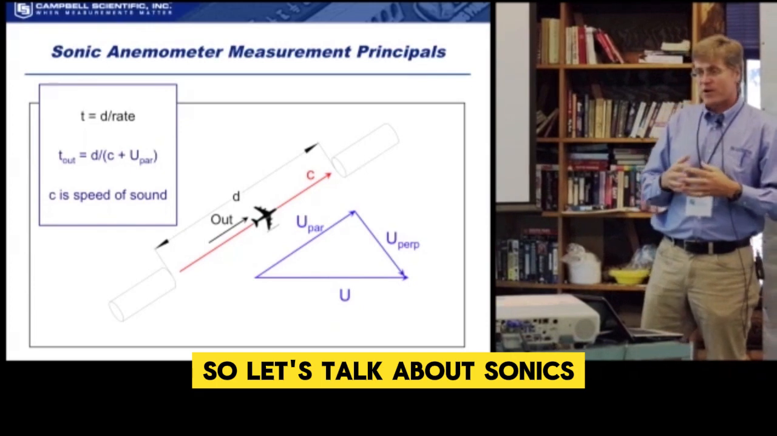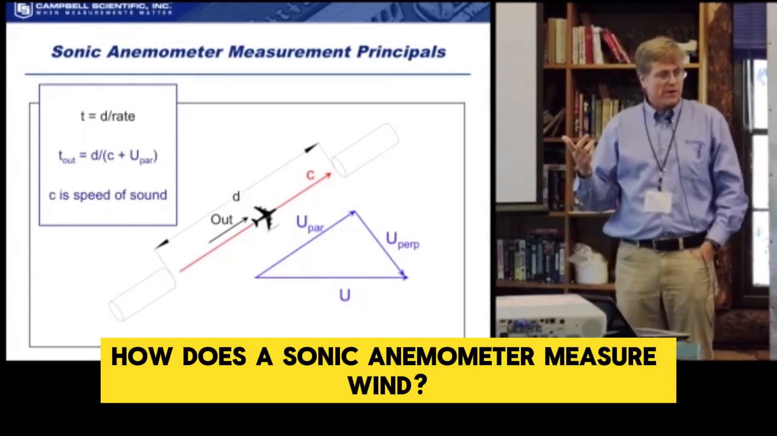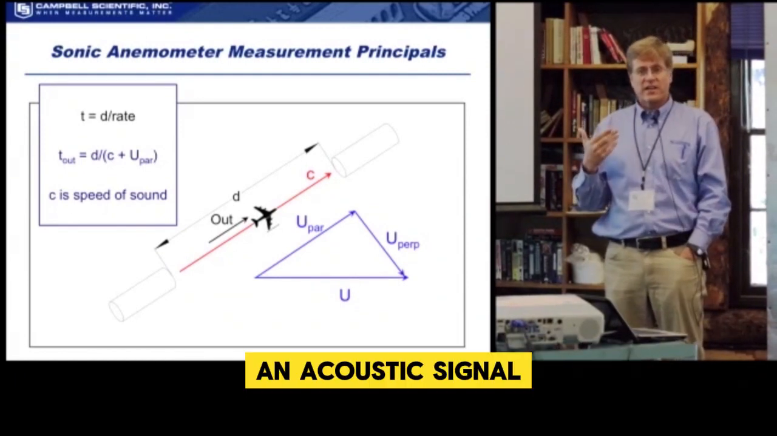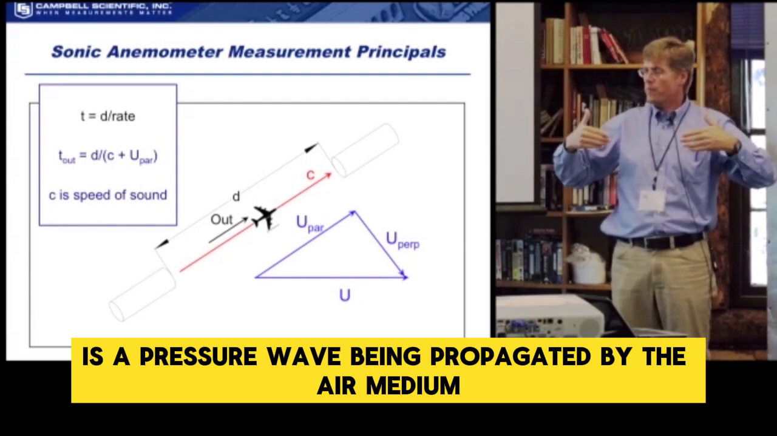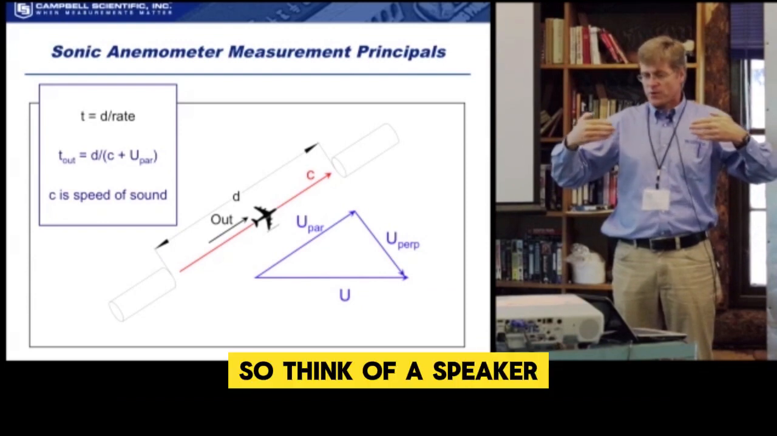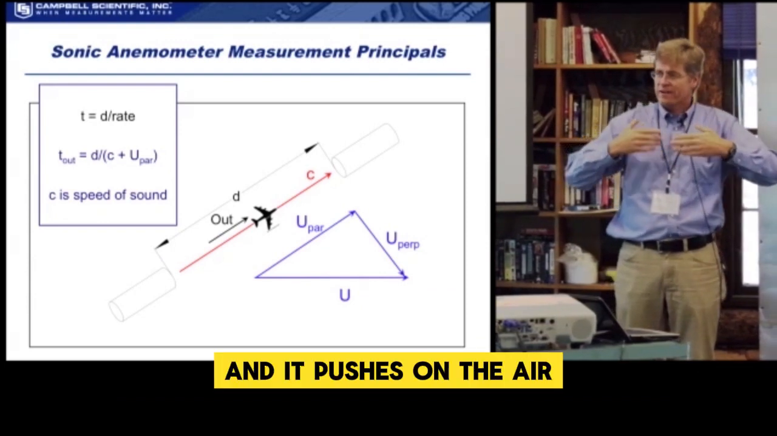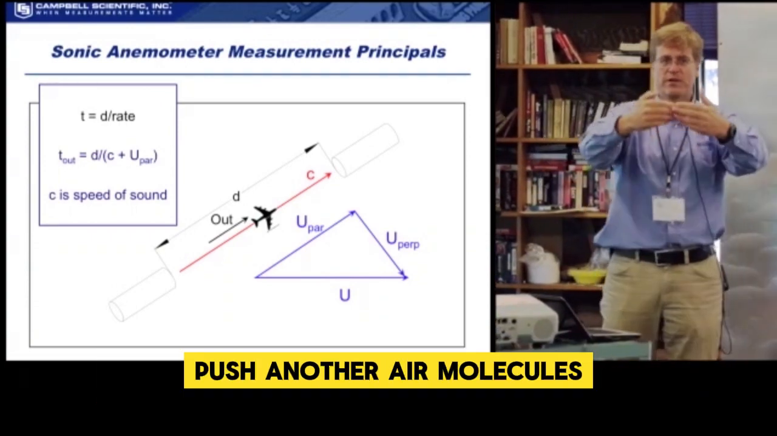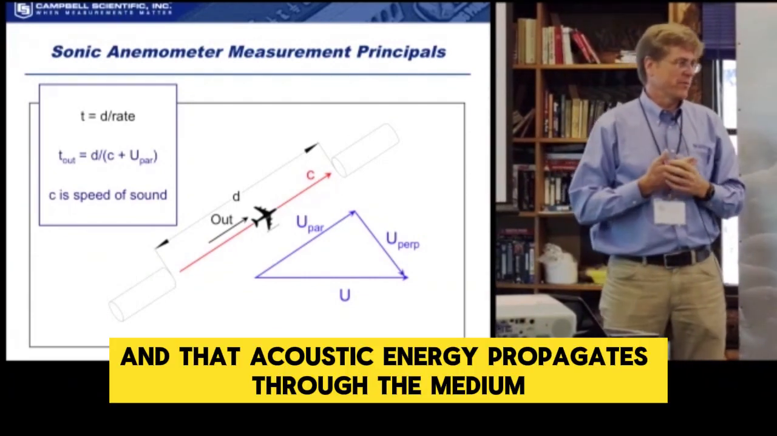So let's talk about sonics. How does a sonic anemometer measure wind? An acoustic signal is a pressure wave being propagated by the air medium. So think of a speaker, and it pushes on the air, and the air molecules push on other air molecules, push on other air molecules, push on other air molecules, and that acoustic energy propagates through the medium.